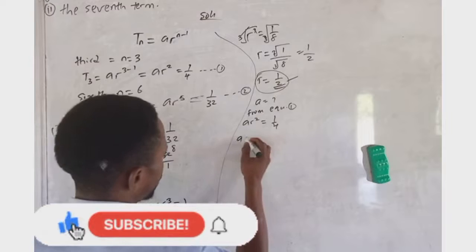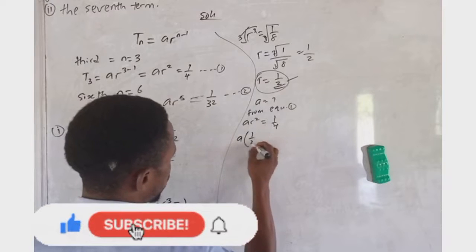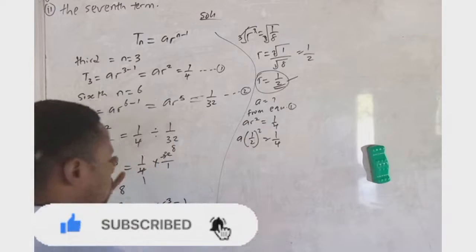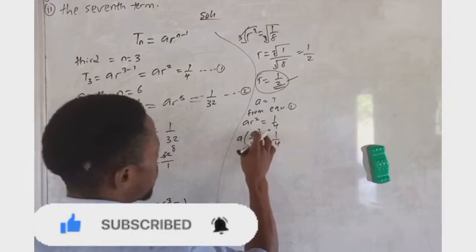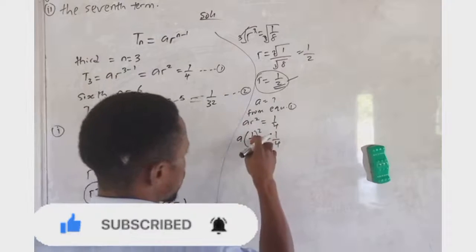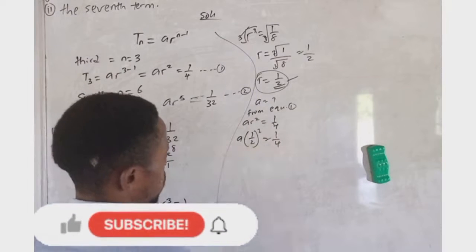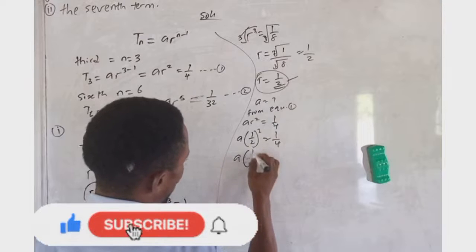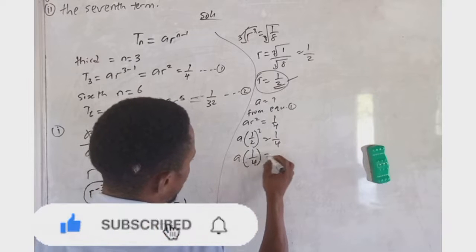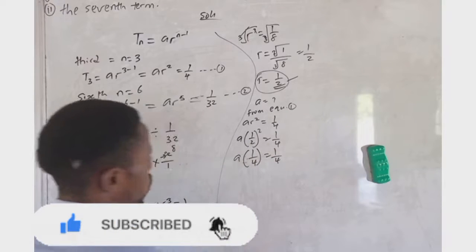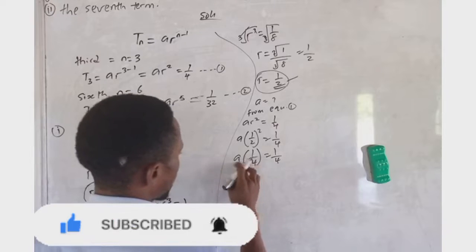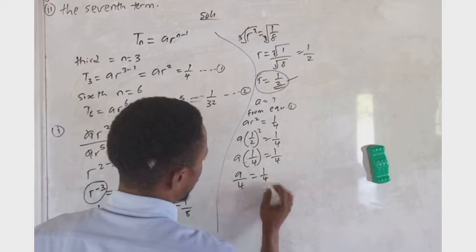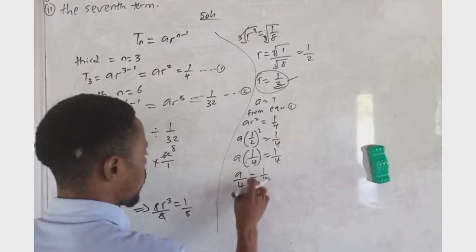So we have a, the bracket, 1 over 2, raised to power 2 is equal to 1 over 4. So when you open this bracket, 1 times 1 is 1, and 2 times 2 is 4. Here we have a times 1 over 4 is equal to 1 over 4. So let's open this bracket. a times 1 is a over 4, equal to 1 over 4.